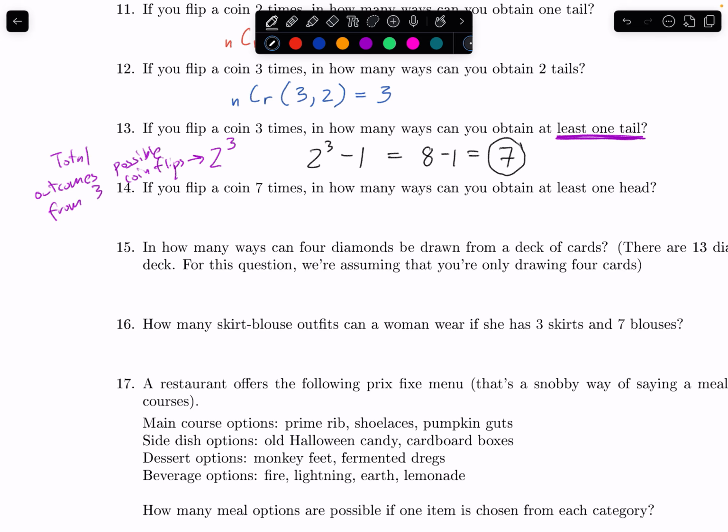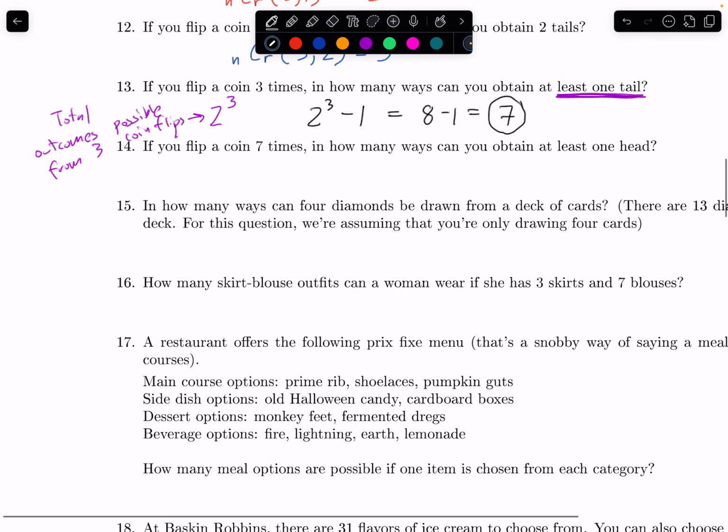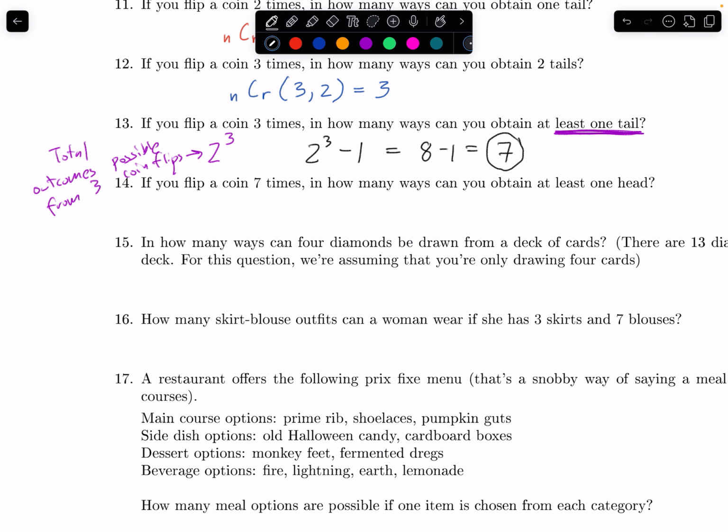Okay, number 14. You flip a coin 7 times. How many ways can you obtain at least one head? Whoa, check this out, guys. We can do the exact same approach as the previous question. 2 to the 7th represents total outcomes possible from 7 flips instead. Just change it to a 7. And then at least one head, that's the same kind of question as at least one tail. There's only one outcome that has less than one head, and that's when you have all tails, or 0 heads.